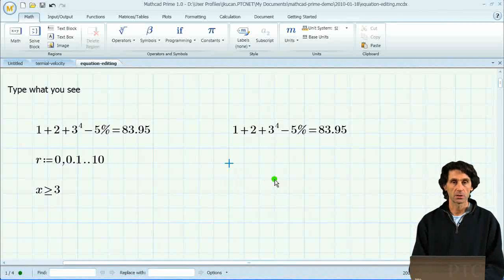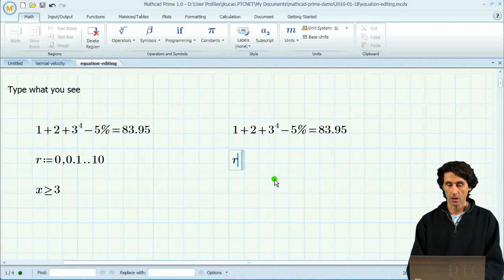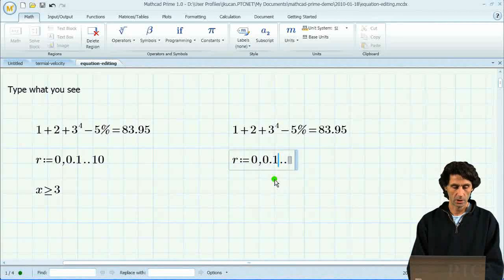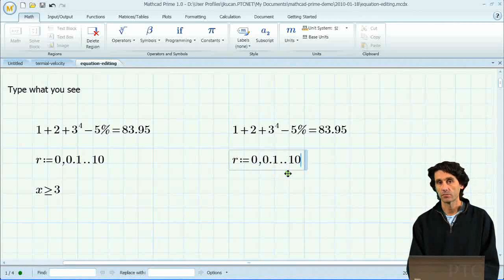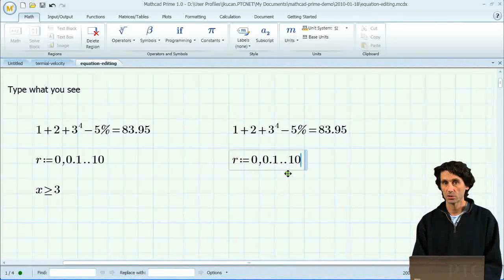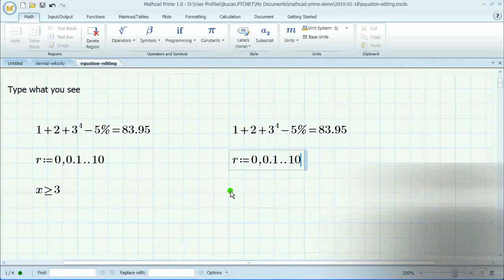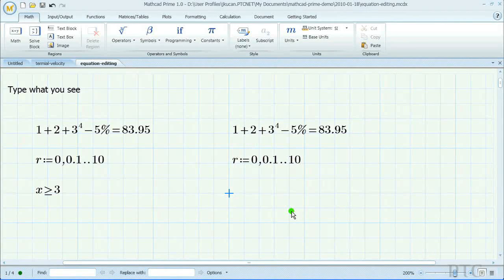In the next example, it's a little bit more involved. We can define a range R by typing R colon equals 0, 0.1.10. And notice how the color changes from blue to black, where MathCAD is trying to understand what you are typing. In this example, the user wants to type an operator that is not on the keyboard, but it's usually typed as a combination of greater than or equals. And that's exactly what we can type, x greater equals 3, to get the desired equation.